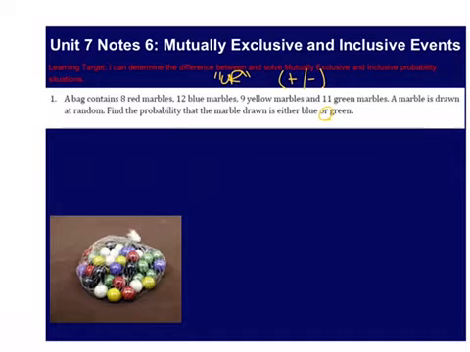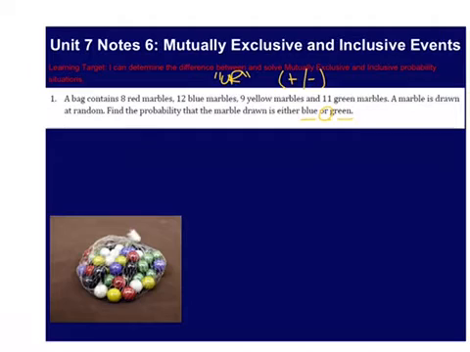So let's look at this first example here. I have a bag that contains 8 red marbles, 12 blue marbles, 9 yellow marbles, and 11 green marbles. A marble is drawn at random. Find the probability that the marble drawn is either a blue or a green. So we want to make sure that I am happy, and I'm only going to be happy if I have a blue or a green.